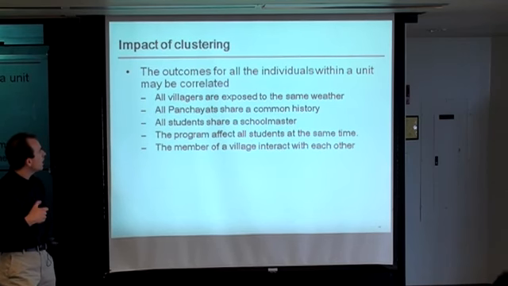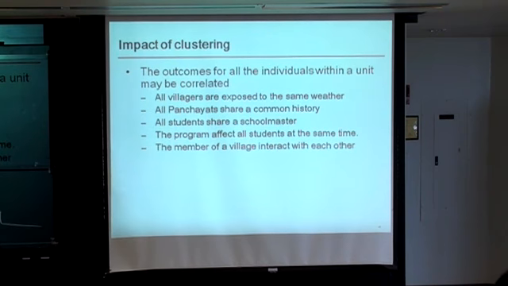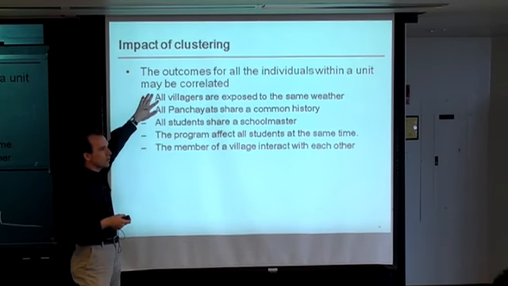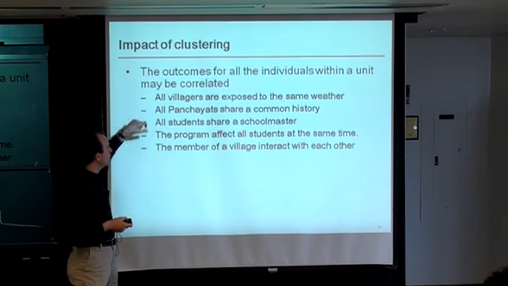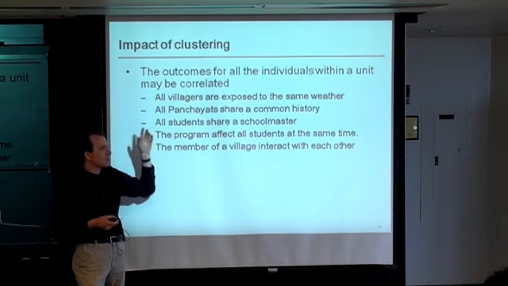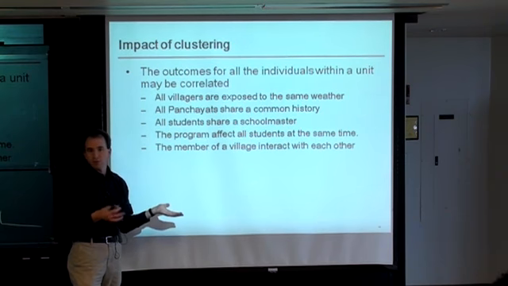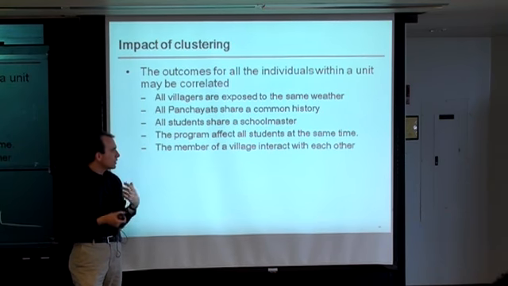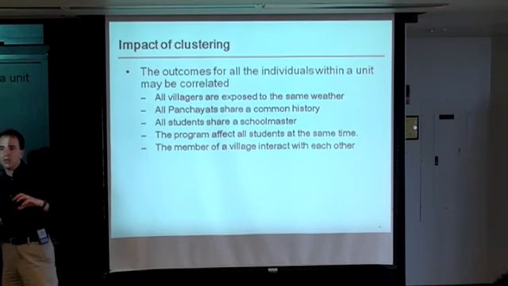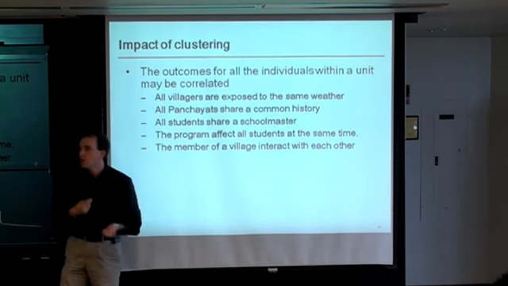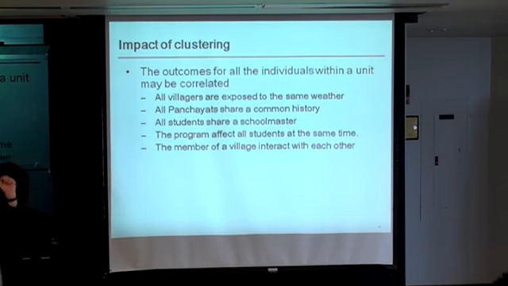So the reason, as I mentioned, that clustering has a negative impact on your power is because the outcomes for the individuals in a group are correlated. So for example, all villagers are exposed to the same weather, right? It could be that the weather was really bad in this village, so all of those people are going to have a lower outcome than if the weather was good. So in some sense, even if there are 1,000 people in that village, they all got this common shock, which is the negative weather. You don't actually have 1,000 independent observations in that village because they have this common correlated component.